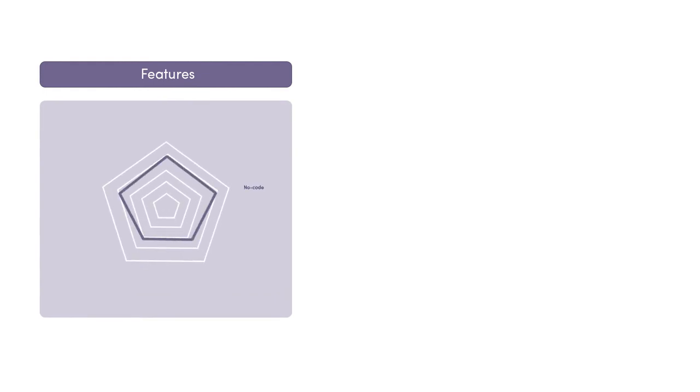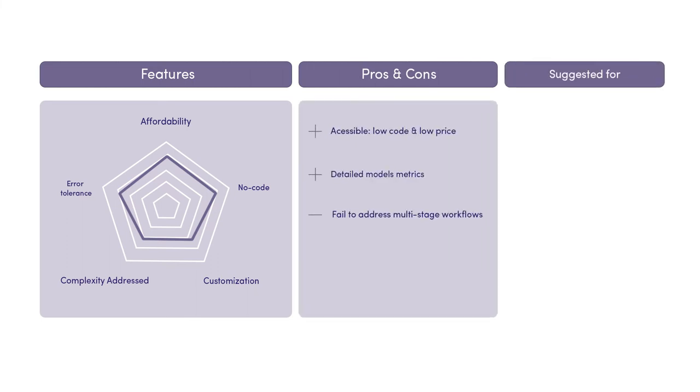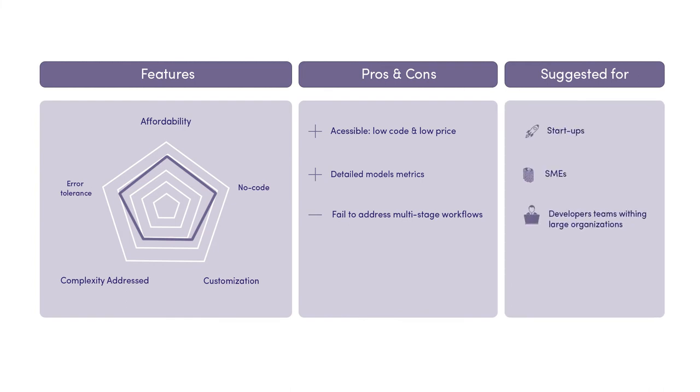AutoML are platforms that allow you to create machine learning models from scratch with no or low-coding knowledge required. However, while they can help you to give structure to unstructured data, they fail to automate end-to-end workflows since they lack the workflow builder feature.